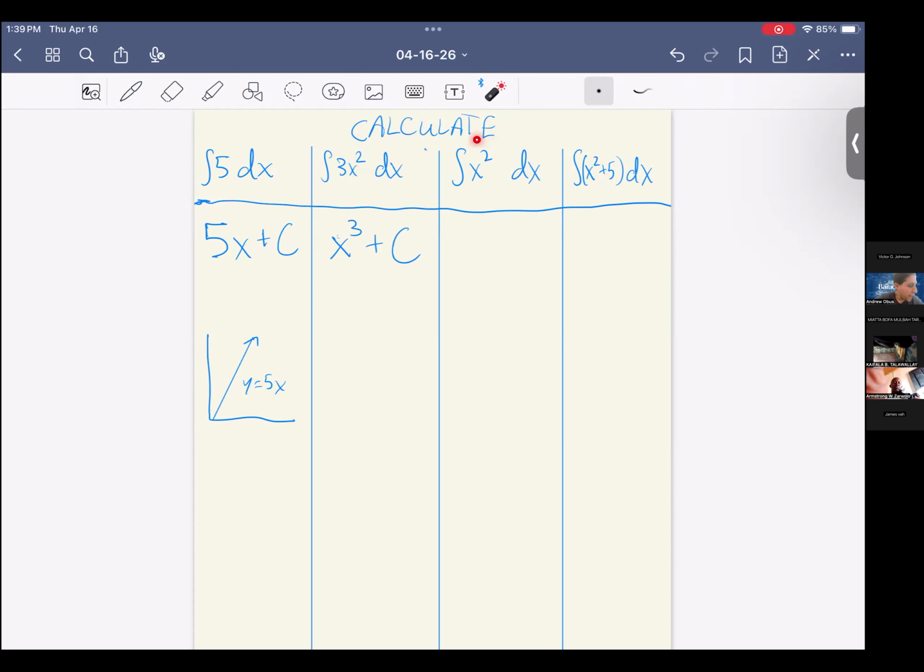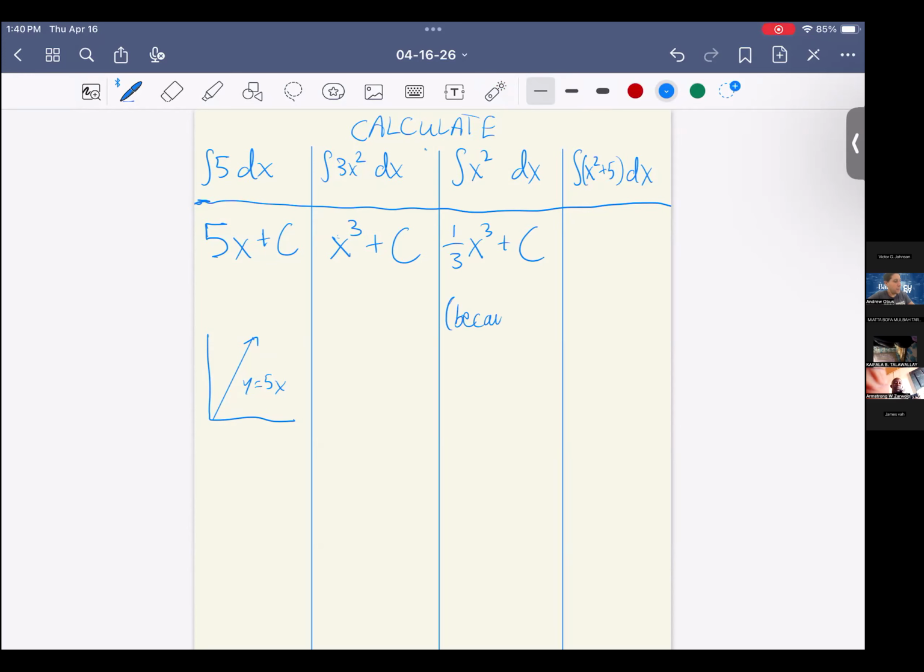Okay. So next question, what about just x squared? Well, if the integral of 3x squared is x cubed, now we have x squared. This is 1/3 of 3x squared, right? So its antiderivative should also be 1/3 of the antiderivative of 3x squared. If I multiply x cubed by 1/3, the derivative will also get multiplied by 1/3, and that's going to give me x squared instead of 3x squared. So the antiderivative here is going to be 1/3 x cubed plus c.